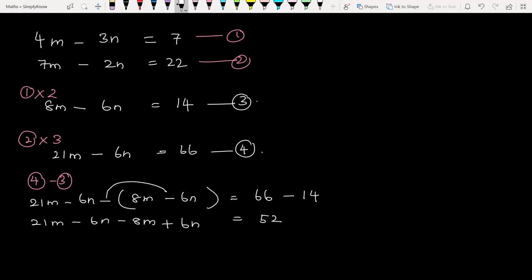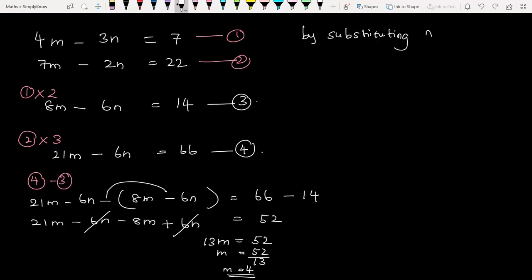Now let's cancel minus 6n and plus 6n. 21m minus 8m is 13m equals 52. So m is 52 divided by 13. m equals 4. Right, then we need to substitute into one equation. By substituting m equals 4, let's choose the first equation.